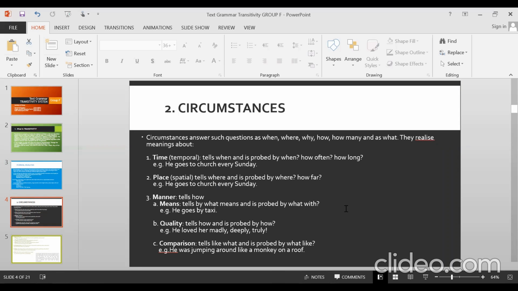Number 3 is manner. Manner tells about means, quality, and comparison. Means tells by what means and is probed by what with. Quality tells about how and is probed by how. And comparison tells like what and is probed by what like.